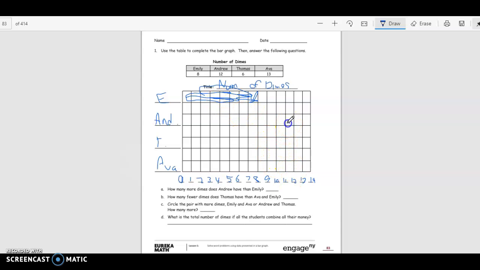12. So Andrew's will go to right here. Thomas, 6, and Ava 13 dimes. Okay, so hopefully yours is much neater than mine. You can use cool colors if you want, do the bars different colors, and then answer the questions. How many more dimes does Andrew have than Emily? You'll do a subtraction problem and so on.